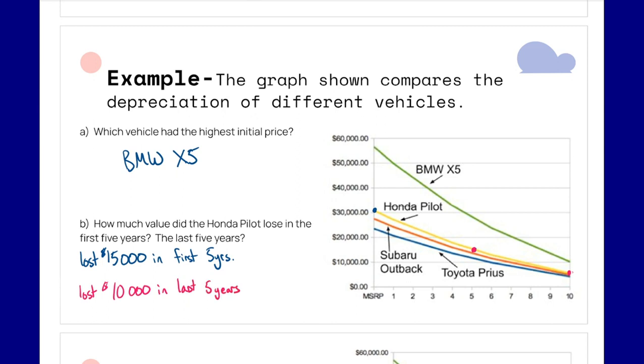So a little bit of a difference, right? In the first 5 years, it lost more than it did in the last 5 years. We can see that by the graph. It's steeper at the beginning than it is at the end. So you can see how the depreciation of vehicles works. You lose a lot right off the beginning, and then as it gets older and older, the amount that it depreciates by decreases a bit.